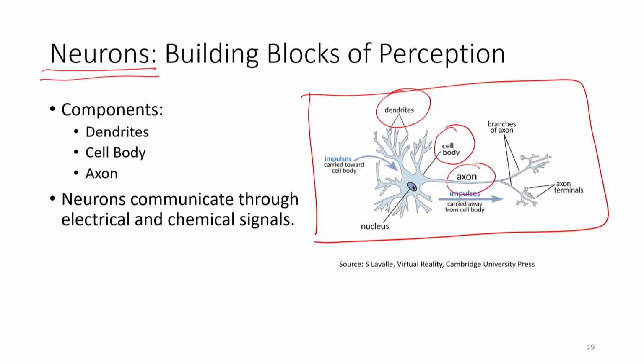Neurons communicate through electrical and chemical signals, where impulses are carried towards the cell body. They are processed here in the cell body, and then the axon carries away the signals from the cell body, and it further branches out and reaches other neurons.